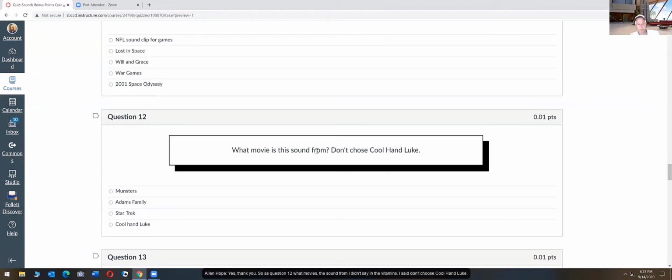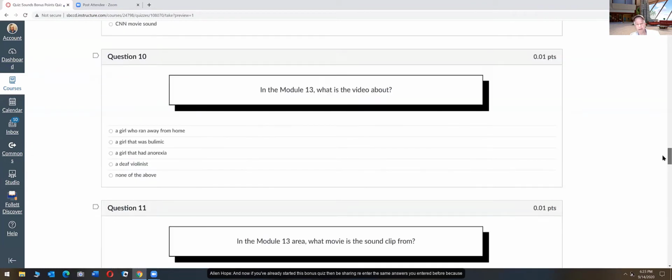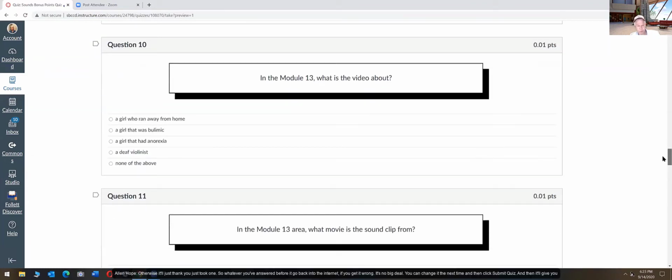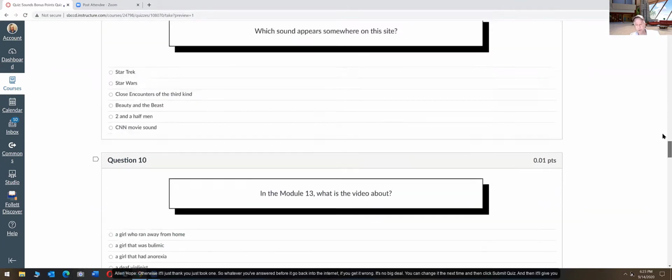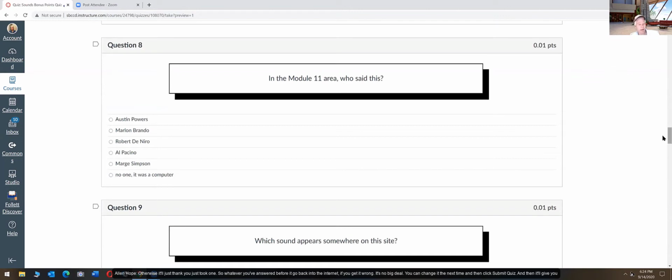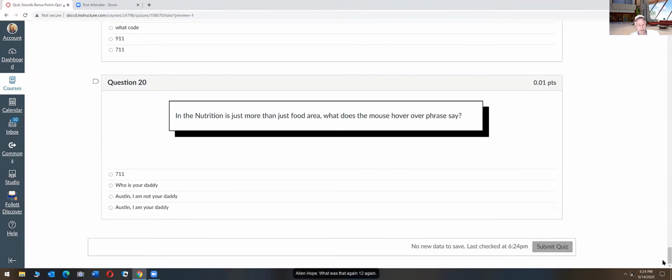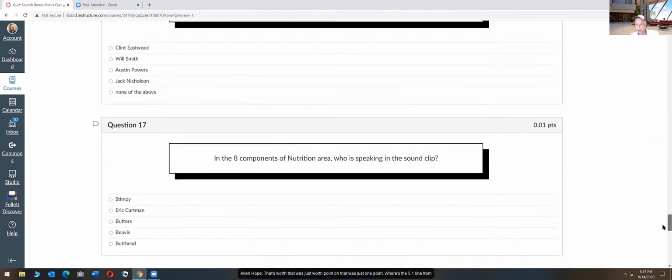So it's question 12. What movie is this sound from? I didn't say in the vitamins. I said don't choose Cool Hand Luke, so don't choose that. So that's the only other option because there's nothing from Star Trek or the Munsters. So that's it. You click Addams Family. And now if you've already started this bonus quiz, then be sure and re-enter the same answers you entered before, because otherwise it'll just think you just took one. So whatever you've answered before, go back and enter it. If you get it wrong, it's no big deal. You can change it the next time. And then click Submit Quiz.